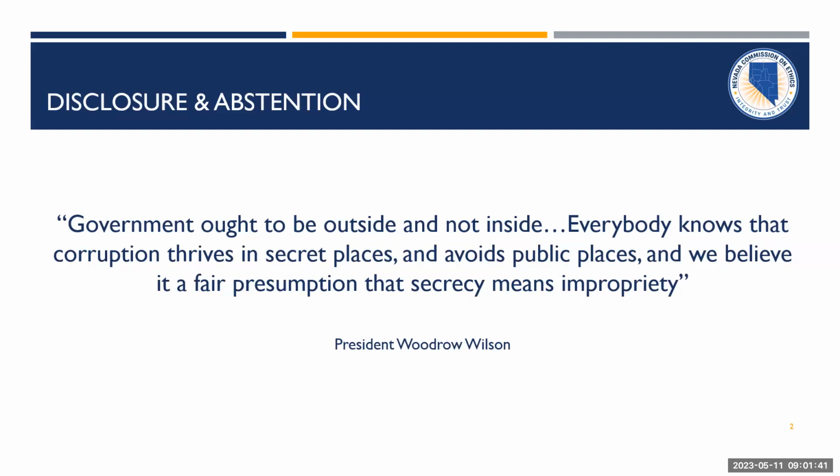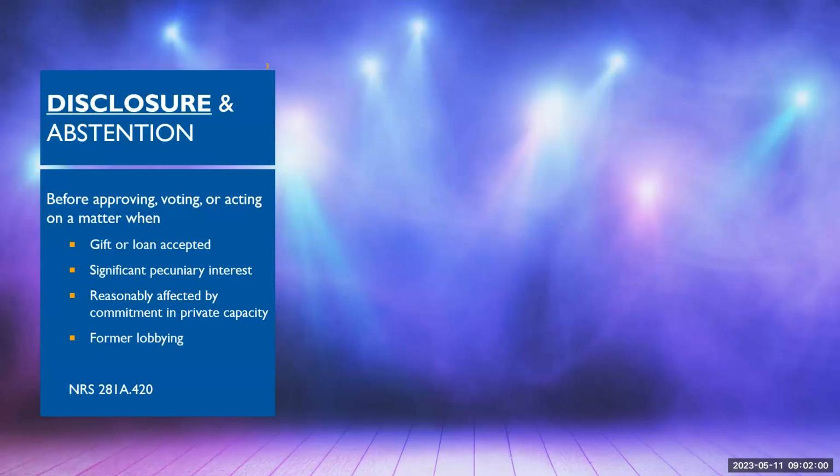Having a conflict of interest in and of itself is not an ethics issue. But when those private relationships collide with your public duties, that's when the disclosure and abstention rules click in. And the ethics law demands that there be transparency about those conflicts of interest. So let's talk about disclosure first. Disclosure and abstention are in the same bucket, but they're two very different requirements, and we'll go over each one. So we'll start with disclosure.